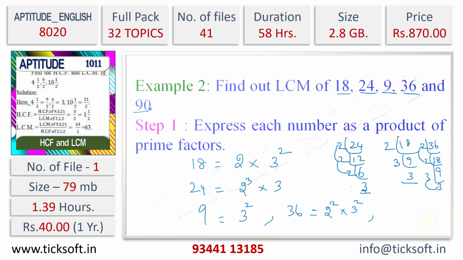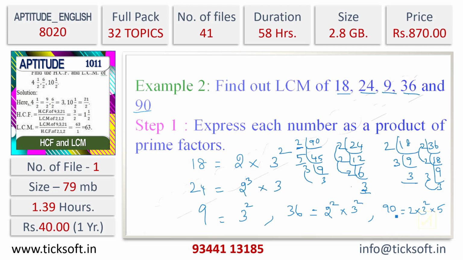And now the next one is 90. So here this 90 will be equal to what? If we divide this 90 by 2 then we will get 45. If we divide this by 5 we get 9, and also 3 into 3 will be equal to 9. So here we have 2, this 3 into 3 will be equal to 3 square, and this into this 5 is the prime factorization of 90.